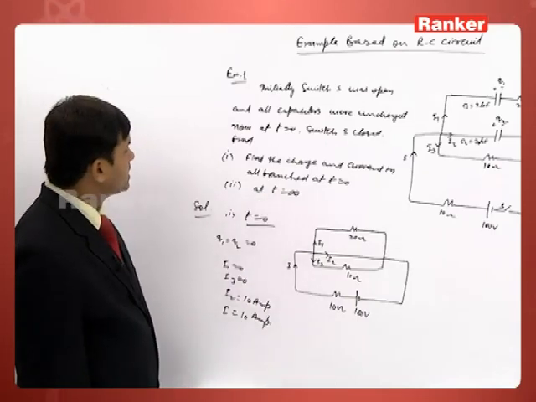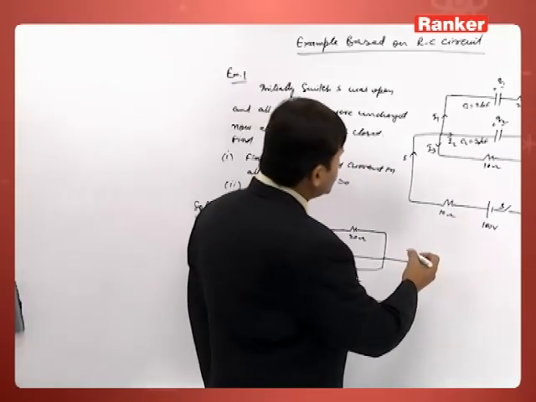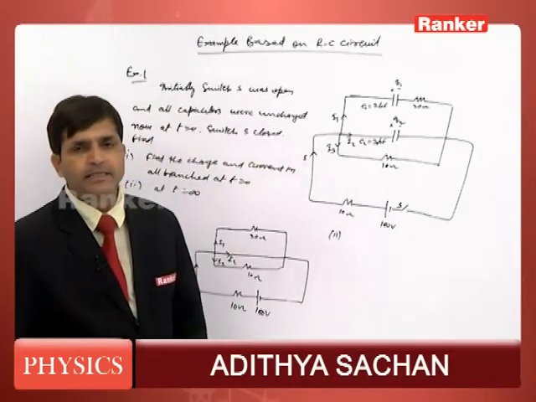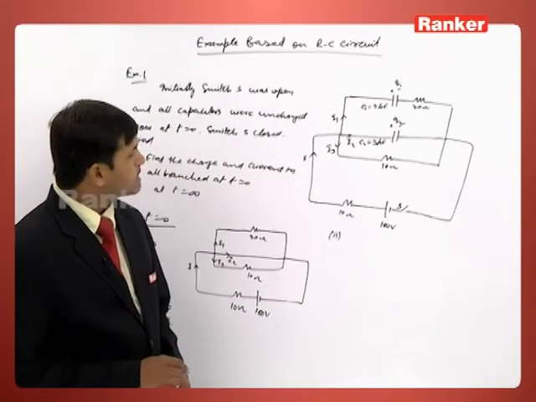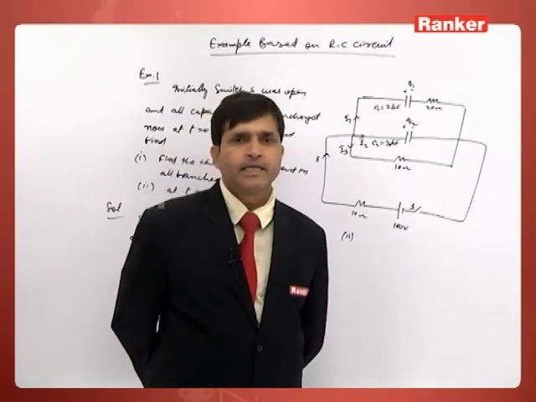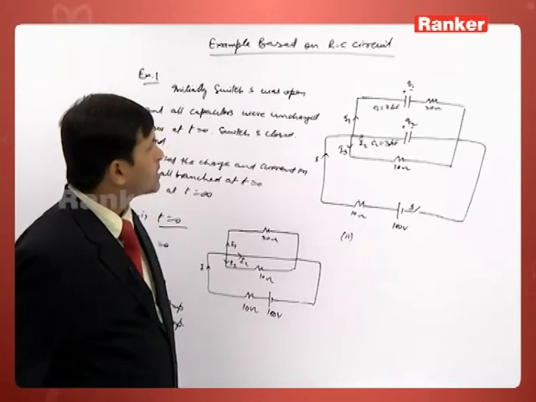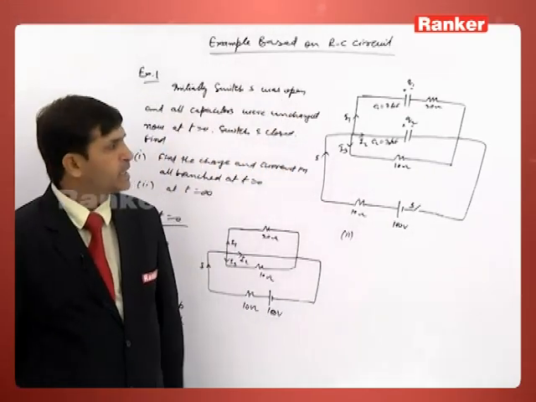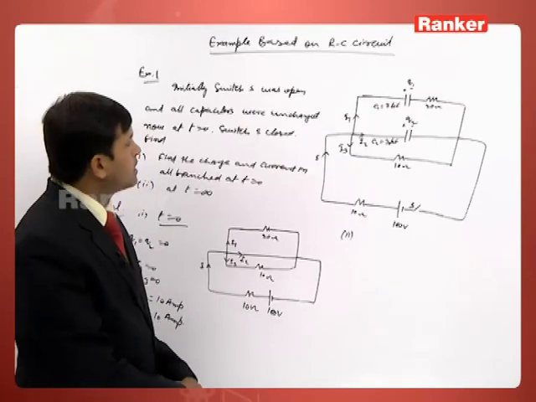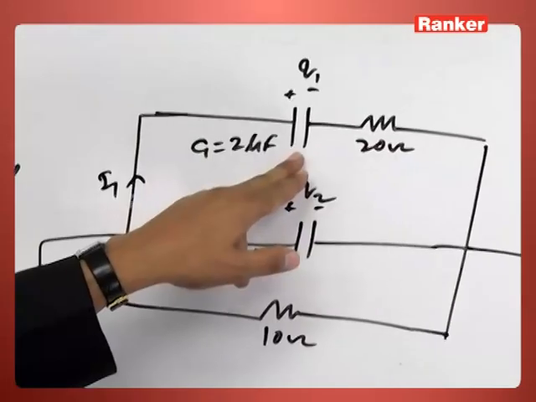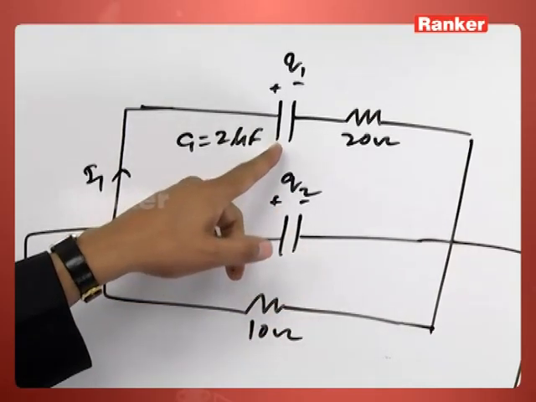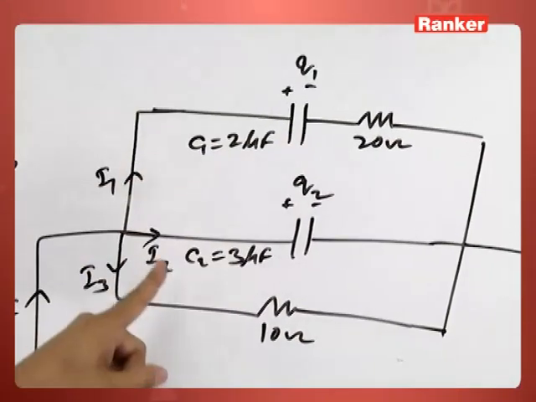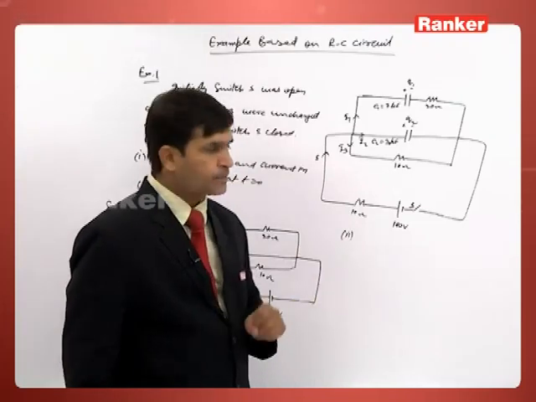Now see, at t is equal to infinity, second part. At t is equal to infinity, that is called after steady state. After steady state means when the capacitor is completely charged. When the capacitor is completely charged, it is not taking further charge. So, across the branches in which capacitors are connected, the flow of charge will not be there. So, when the capacitors are completely charged, since they are not taking any charge, the charge will not flow through this capacitor or through this branch, as well as through this branch.